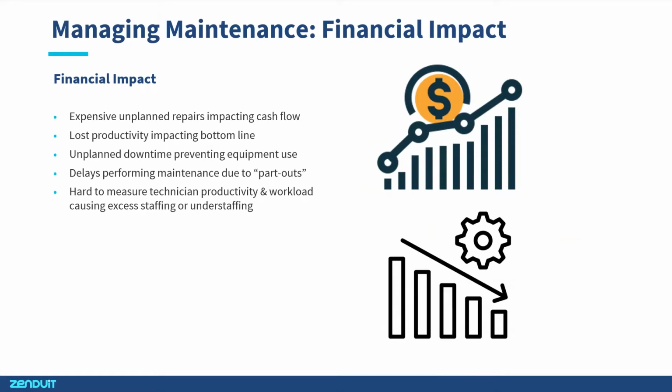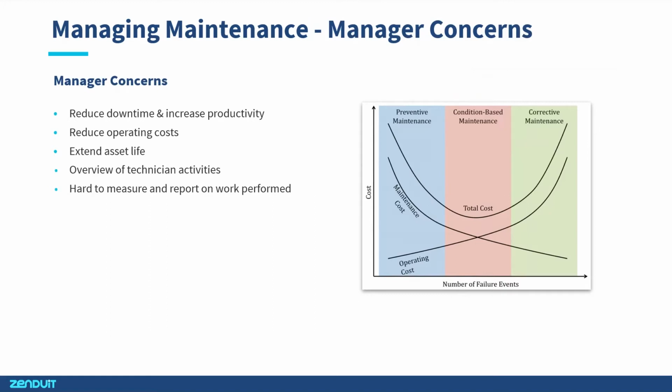And then lastly, it's hard to measure our technician productivity and workload. And this can cause us to have too many technicians or not enough technicians at any time, making it difficult to schedule the technicians in to make sure that they're there to affect the repairs when we need them. There's typically two perspectives that we have when we're looking at a maintenance program. The first one being the manager perspective. Because managers are primarily concerned with, they want to reduce our downtime on the equipment, and we want to increase the productivity. By doing this, we're reducing our operating costs.